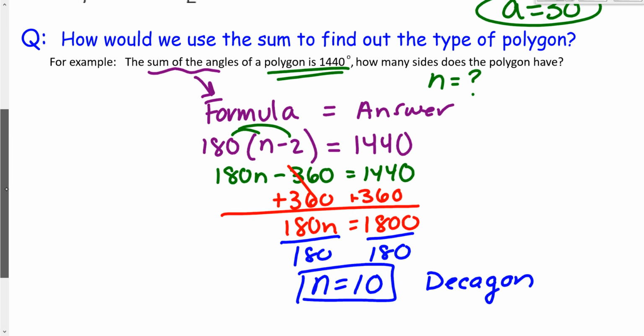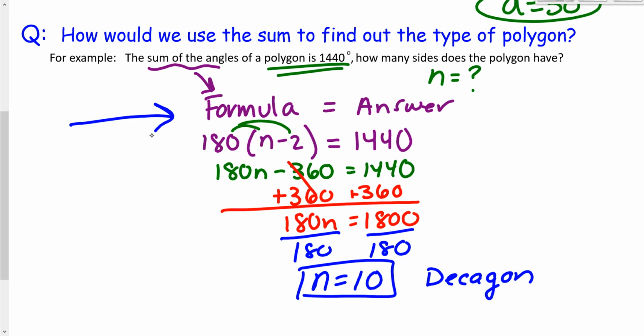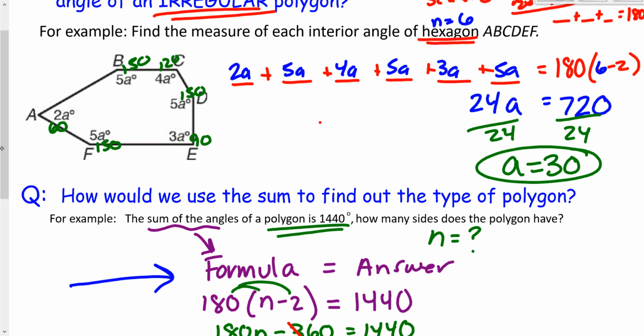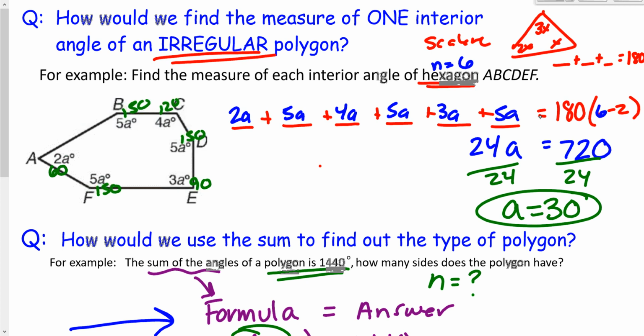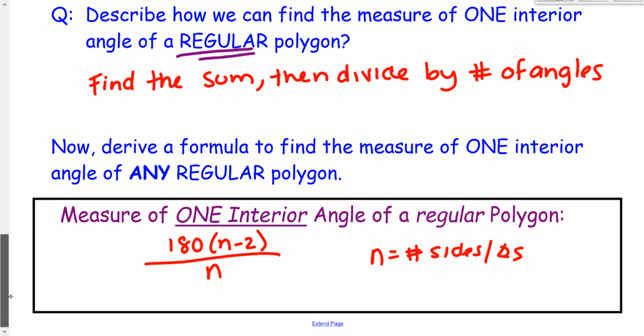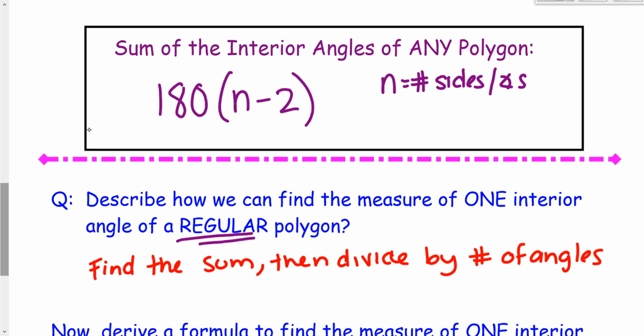Okay, so this is important. Whenever it looks like it's giving me the answer, I set that formula equal to the answer. Looking back, whenever it's an irregular polygon, I have to add them up and set them equal to its total that you have to find. When it's a regular shape, I just find the total and I divide it by how many angles there are. And if I'm just looking for the total, it's 180 times n minus 2.